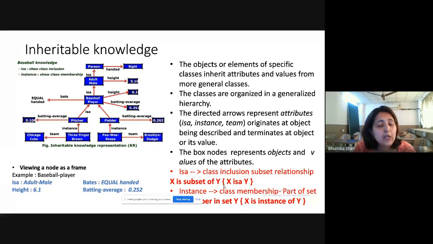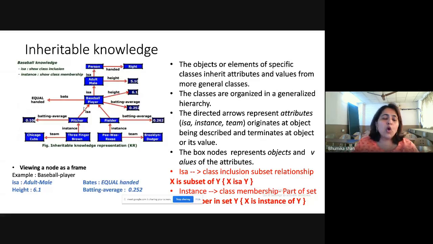So this is class inclusion. Inclusion is something like a subset relationship. So here we can say pitcher is a subset of baseball player, and fielder is a subset of baseball player. Is the ISA relationship clear? What is the difference between instance and ISA? Instance means being a member of the set, and ISA means being a subset of a set.